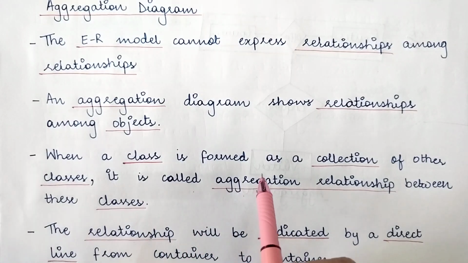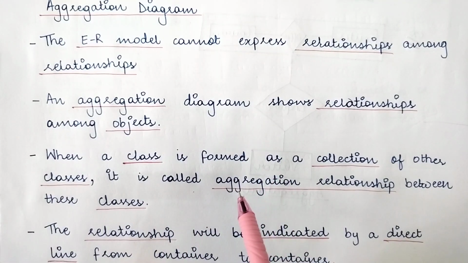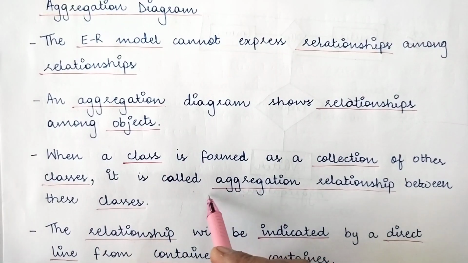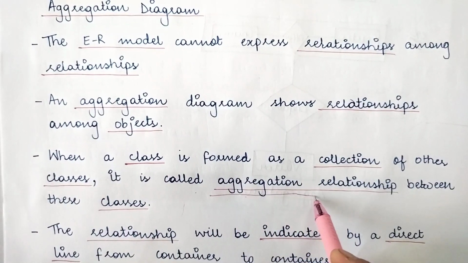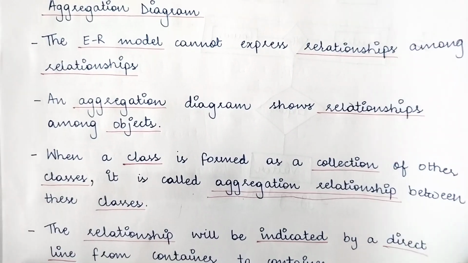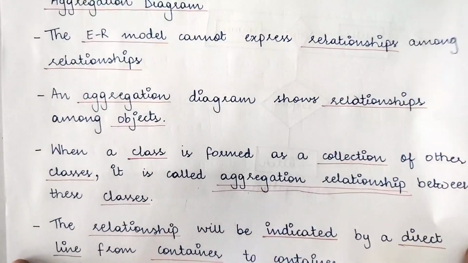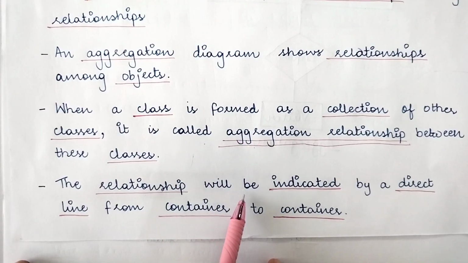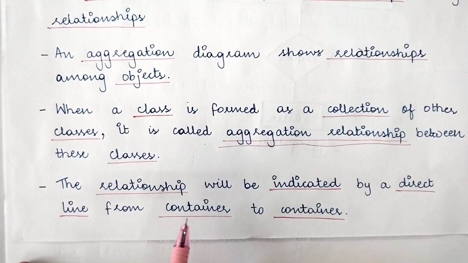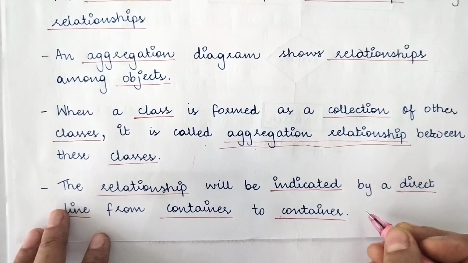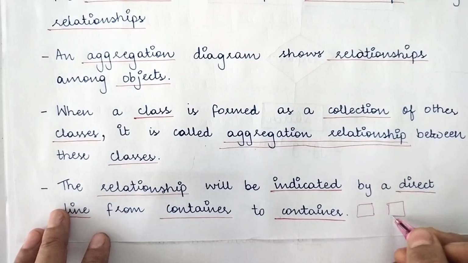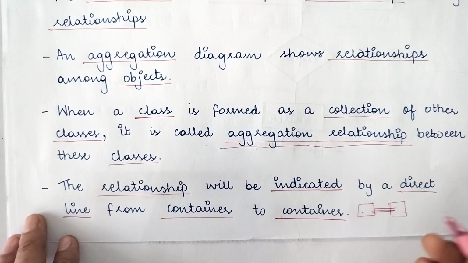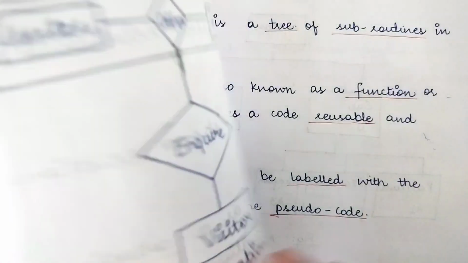You have one class, you understand what a class is. But when a class is formed as a result of the collection of other classes, this particular thing is called aggregation, and this relationship is depicted using the aggregation diagram, which shows the relationship between various classes. Now, the relationship will be indicated by a direct line from container to container. Container to container means from box to box, which are used to represent the classes. So, a direct line between these two classes will show the relationship among those two classes.